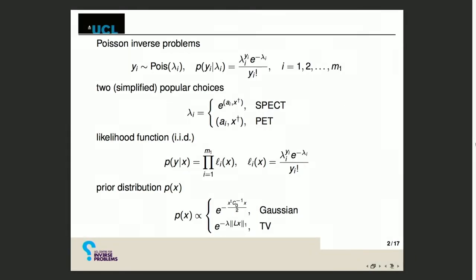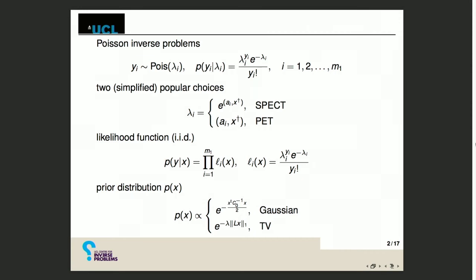So let me set up the problem I'm interested in. We are interested in the following Poisson data, where y_i is generated by a Poisson distribution, and lambda is the Poisson parameter. And so we all know that it's distributed as follows.